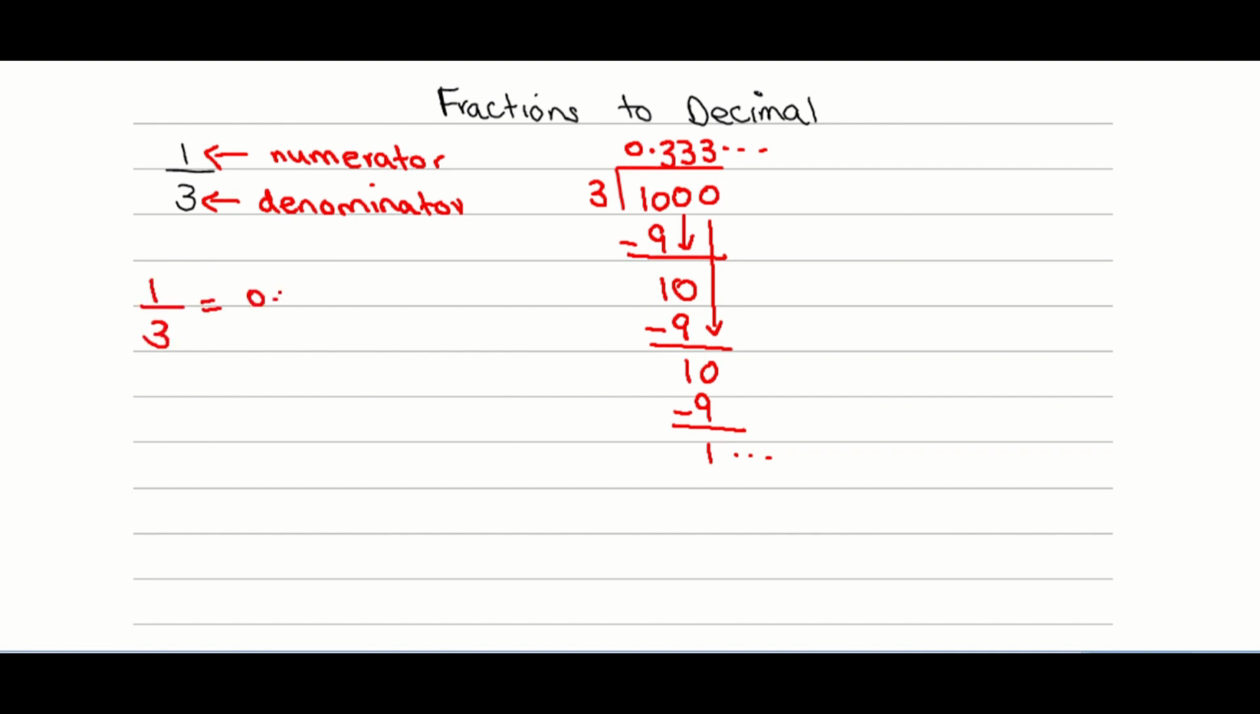so we can write that as 1 over 3 equals 0.333, and it goes on. And when something goes on, we say that it's recurring or repeating. For recurring or repeating, we can also write it as 0.3, and the number that is repeating, we put a dot on the top of that number. So because 3 is repeating, we just write a dot on the top of 3.